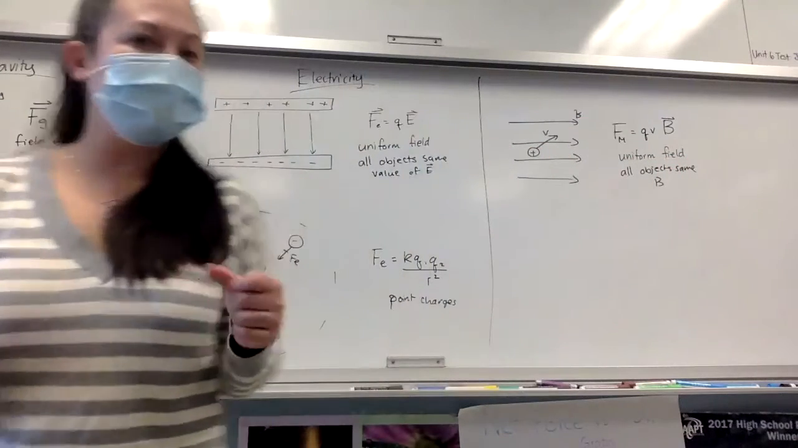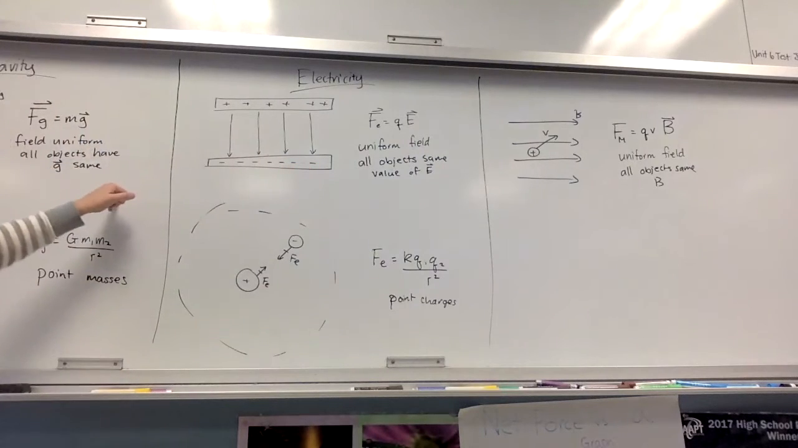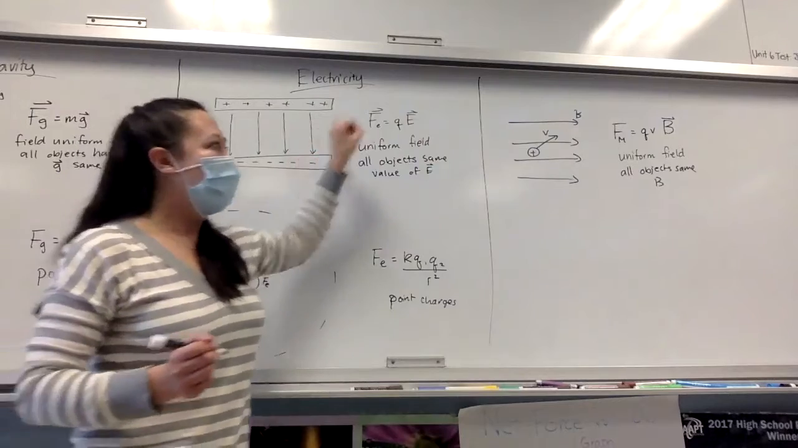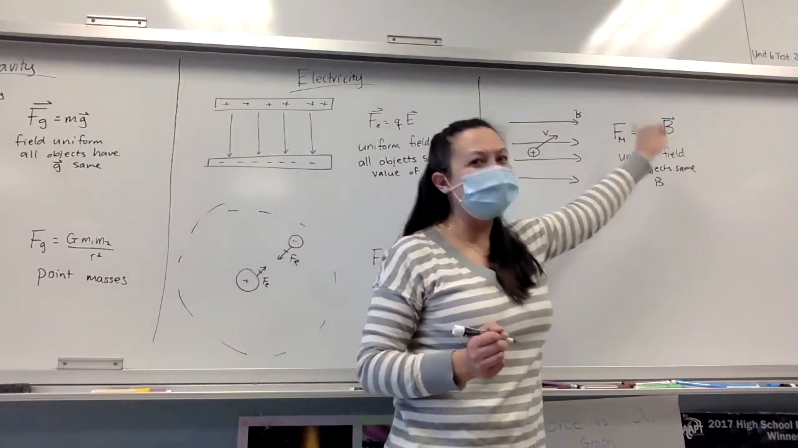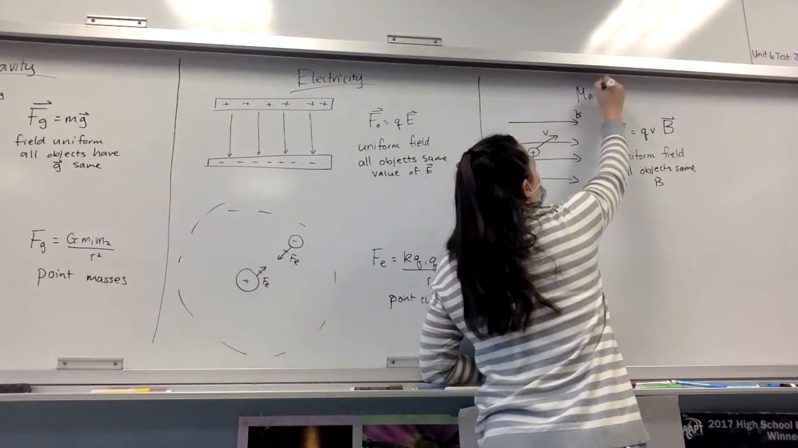In all 3 cases, fields create the forces. A gravitational field creates a force on a mass. An electric field creates a force on a charge. A magnetic field creates a force on a moving charge. So it's like we're going to do all of this again.